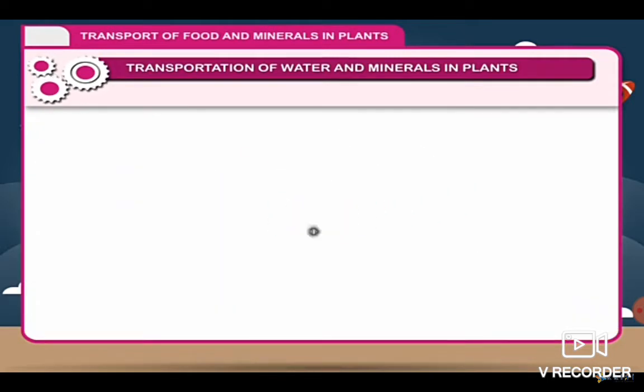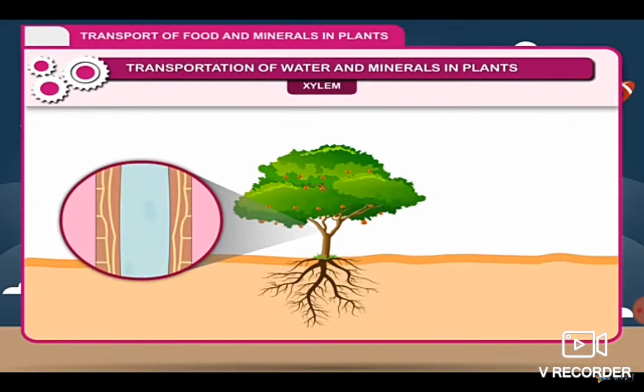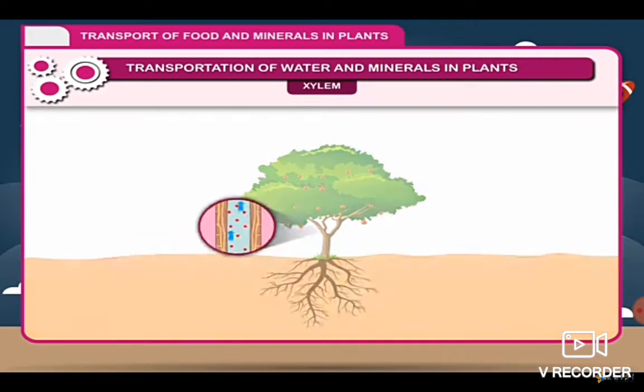Xylem. Xylem consists of mainly thick and tubular cells forming a pipe-like structure. It conducts water and minerals from the ground to the stems and leaves.